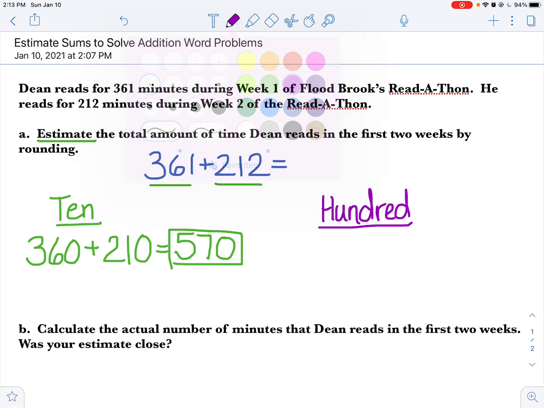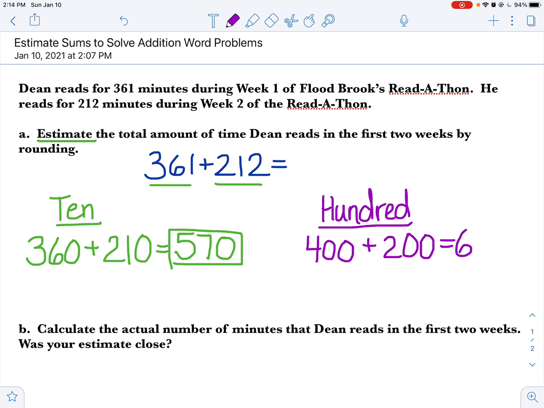Now let's take a look at what happens when we round to the nearest 100. All right, we have 361, and we're going to round that one to the nearest 100. I'm going to round up to 400. And 212 is going to get rounded to 200. So if I add 400 and 200, I get 600. So if I choose to round to the nearest 100, my estimate is 600. So I have two different estimates, but they're pretty close, right? They're only 30 away. Remember again, these are estimates, not exact answers. Okay, this is close to how many minutes Dean read.